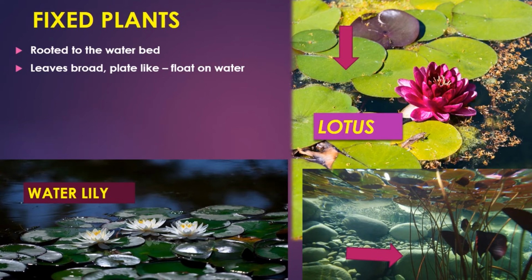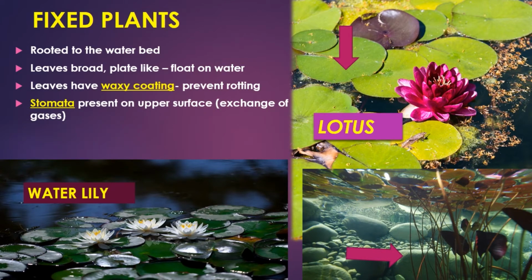And since they are continuously inside the water, or continuously floating on the water, there is a possibility of decay and rotting. Now to prevent that, leaves have a waxy coating. This waxy coating forms a thin layer or a thin sheet between the leaves and the water. It prevents the water from accumulating on the leaves. Hence, the waxy coating prevents rotting.